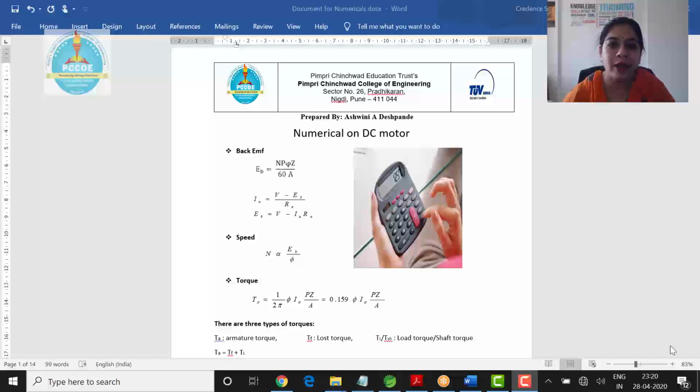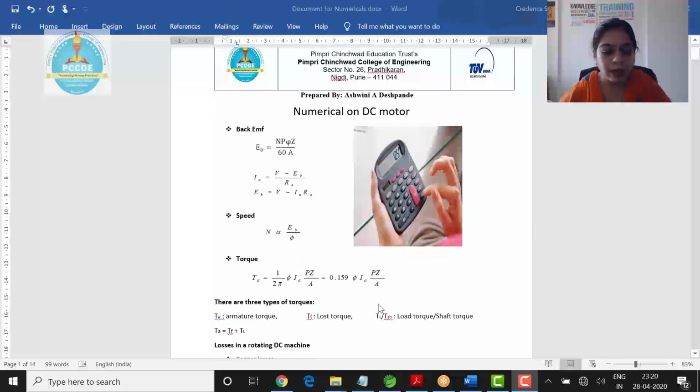Before going to solve numericals, we are going to see some formulae as well as some points required for solving the numerical. So you can see here there are some formulae that I have written here. These are the main formulae on which the numerical types depend. There are mainly three types of numericals.